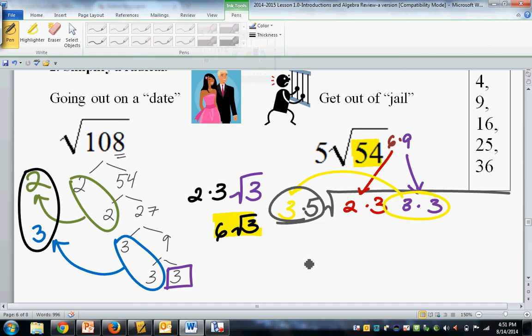So what you end up with on the outside, we multiply 3 times 5, that's 15. This 2 and the 3 has no partner. They can't break out of jail, so it's just root 6. So your final answer here is 15 root 6.